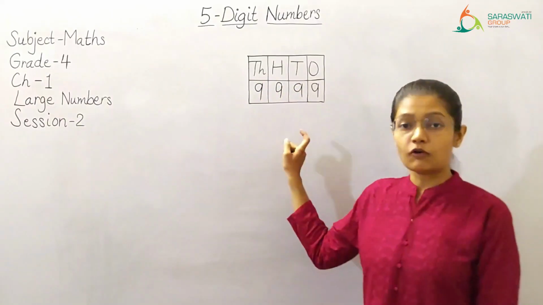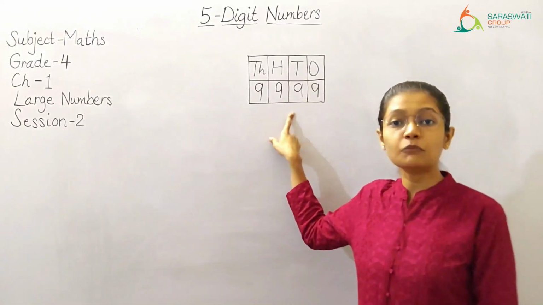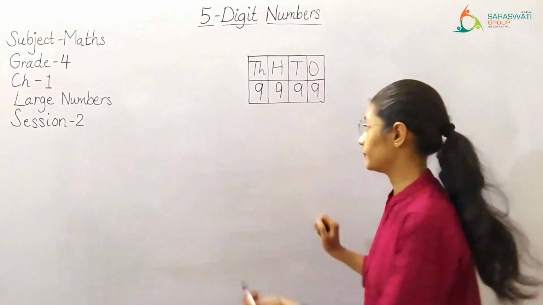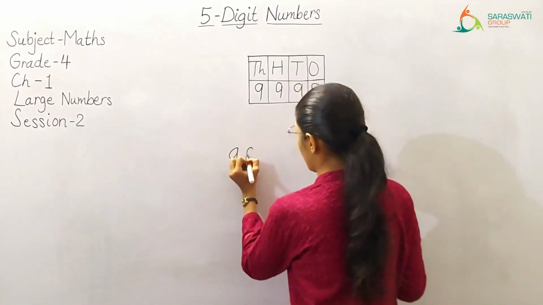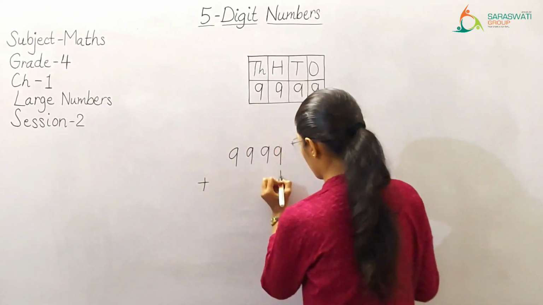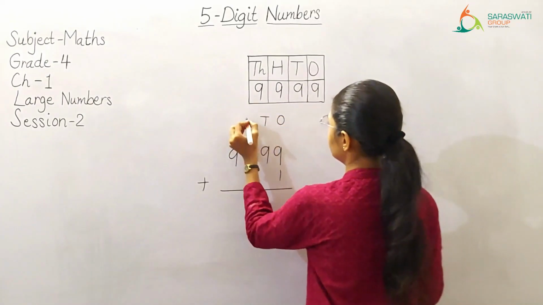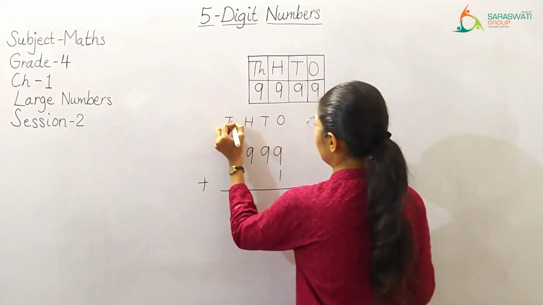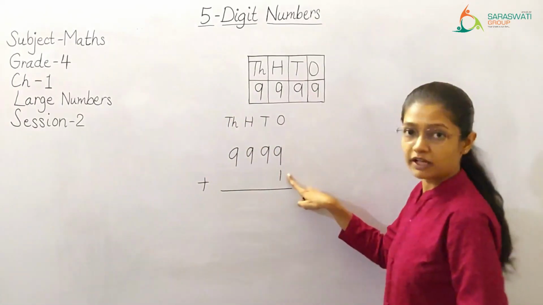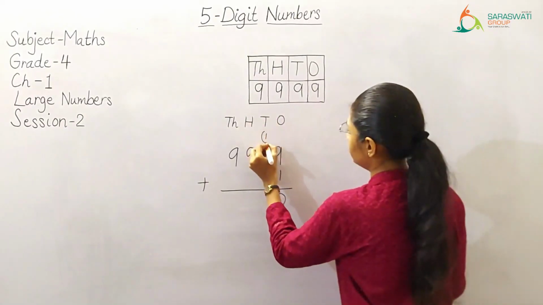9999. Now, when we add 1 to this number, then we get our first and the smallest 5-digit number. So let us carry out the addition operation. 9999, add 1. Let us note down the places: ones, tens, hundreds and thousands. Now, starting from the ones place, 9 add 1 is equal to 10. So 0, and 1 carries over to the tens place.